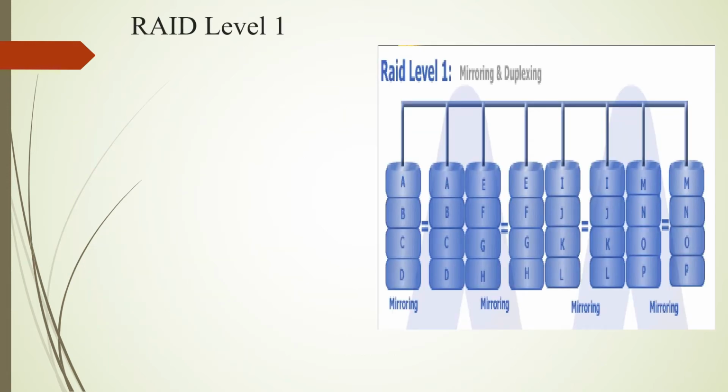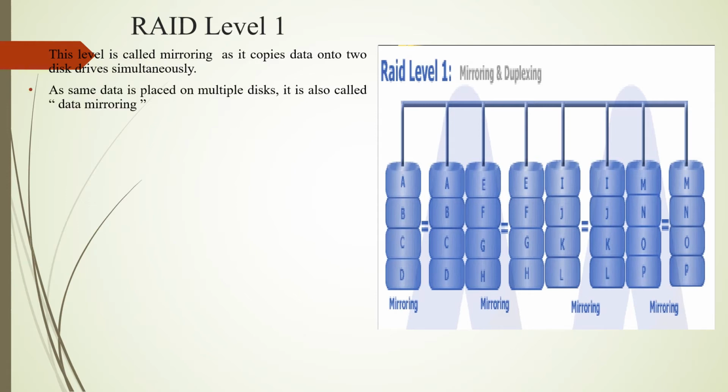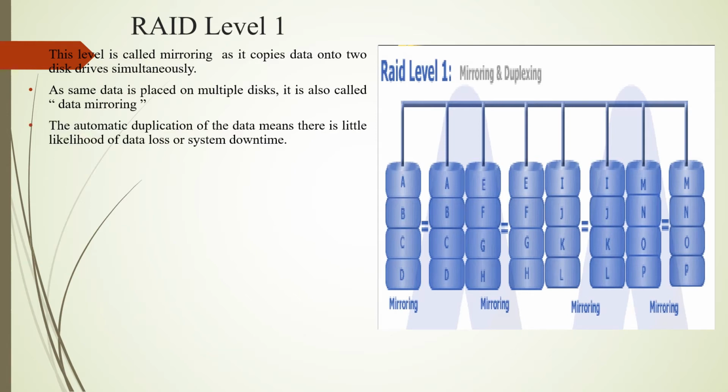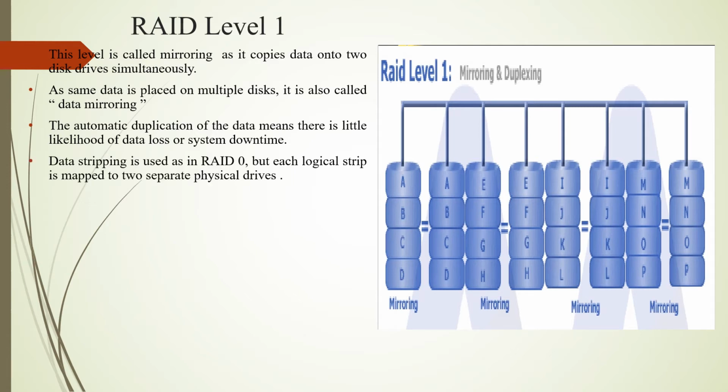Coming to RAID level 1, the diagram is shown here. This method is also called mirroring and duplexing. This level is called mirroring because it copies data onto 2 disk drives simultaneously. As the same data is placed on multiple disks, it is also called data mirroring. The automatic duplication of data means there is little likelihood of data loss or system downtime, because if any disk failure occurs, the data will be available on the duplicate disk.